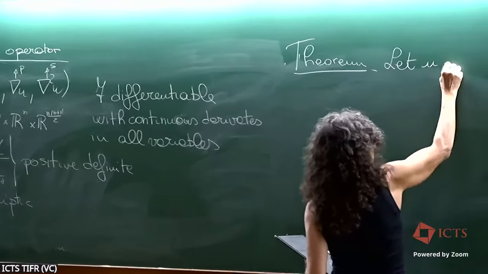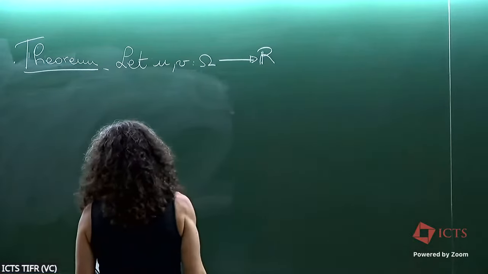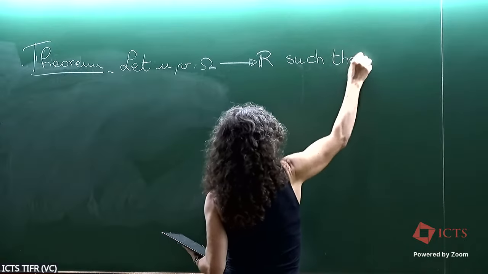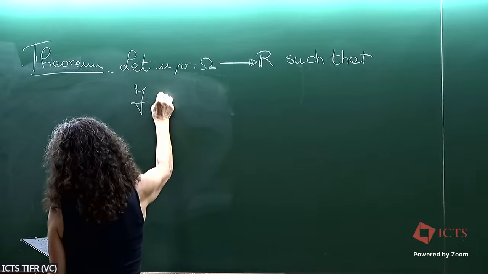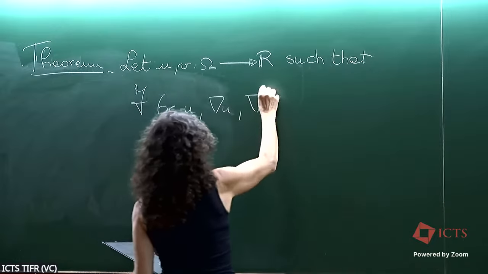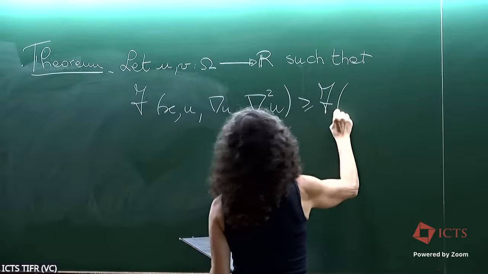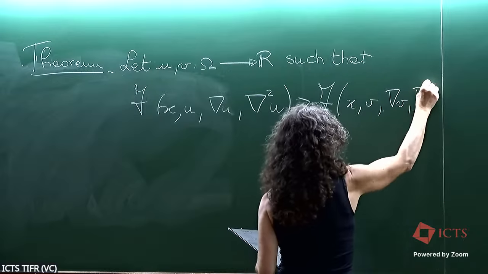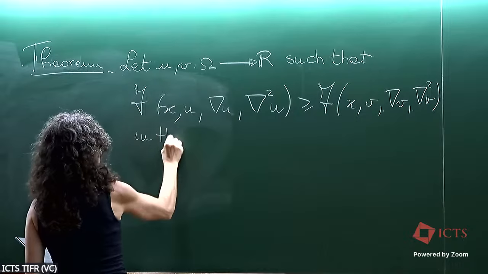Let u and v from Omega to R such that, let me write it, F(x, u, gradient u, Hessian of u) is larger or equal than F(x, v, gradient v, Hessian of v) in the domain, let me say.